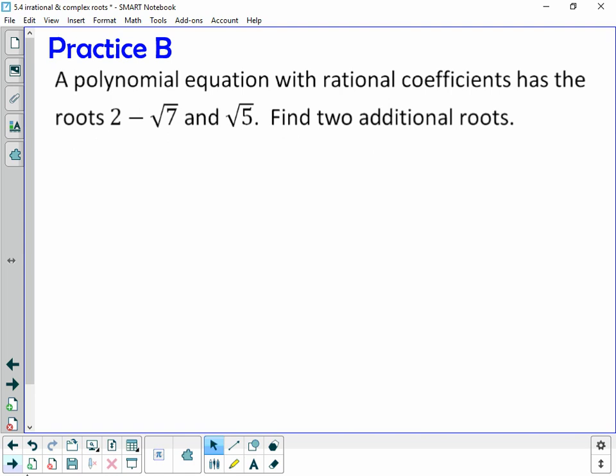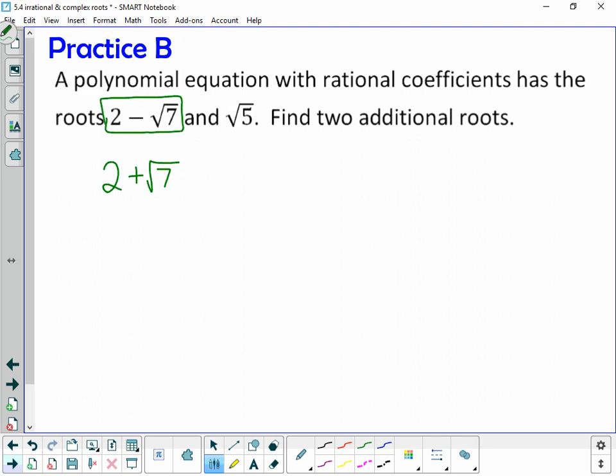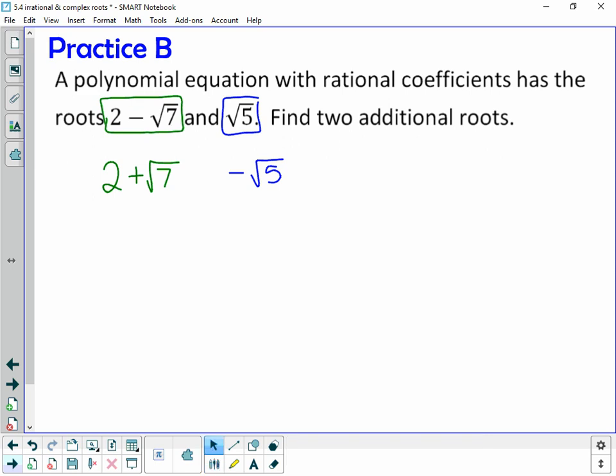Okay, another one to try. A polynomial equation with rational coefficients has roots 2 minus square root 7 and square root 5. Find two additional roots. So 2 minus square root 7 is one of the roots, we know that means it must also have the root 2 plus root 7. Root 5 is another root of the function. We know that means negative root 5 is another root to the function. So we have found 2 additional roots.